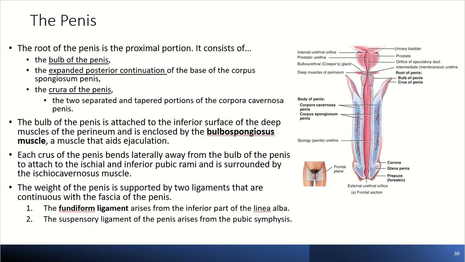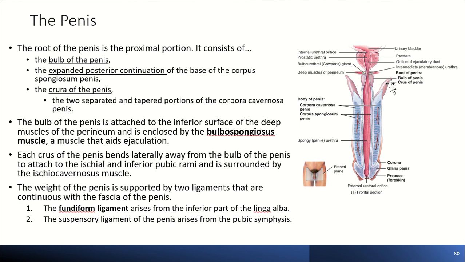So, next, the penis is also going to have a root. The root of the penis is the proximal portion. It's the part that's closest to your actual body. The root of the penis is going to consist of the bulb of the penis, which you can see here, the expanded posterior continuation of the base of the corpus spongiosum penis, and then the crura of the penis. These are 2 separated and tapered portions, which you can see here, of the corpora cavernosa penis.